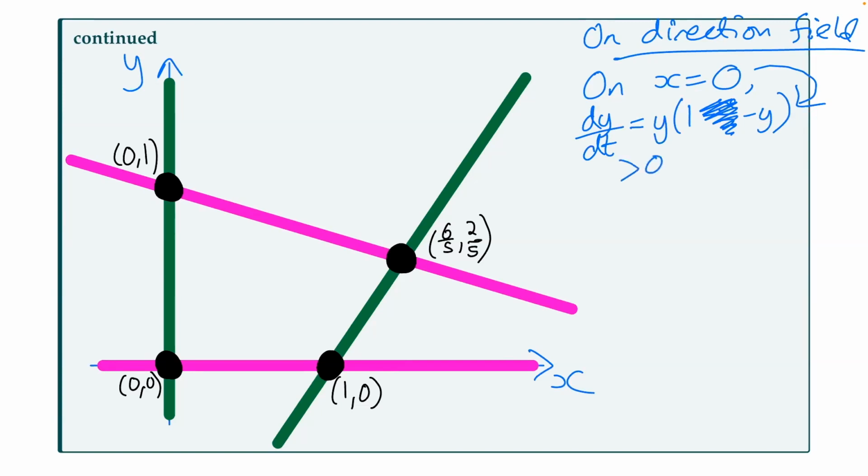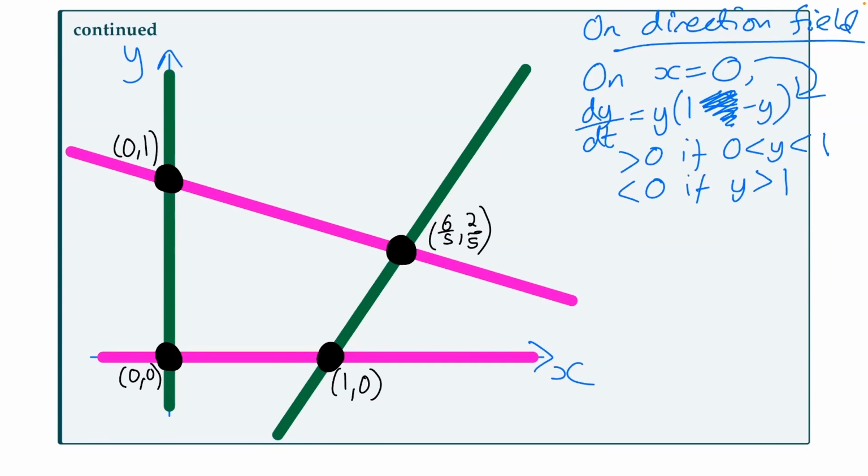So this is going to be greater than 0 if y is greater than 0 and less than 1. And it's going to be less than 0 if y is greater than 1. And we don't care about values of y that are negative because y is the population size. So what does that look like then? If dy/dt is positive, if y is between 0 and 1, we're on this axis here, so the arrow goes up when we're between 0 and 1. And when you have y greater than 1, the arrow goes down.